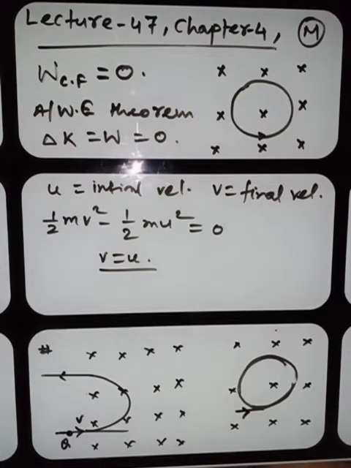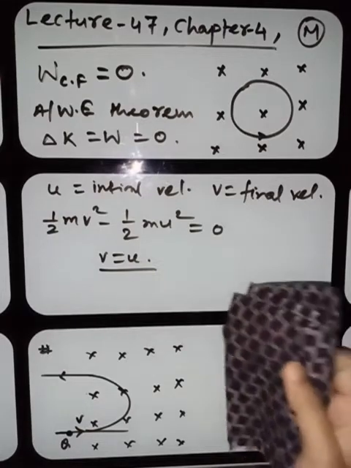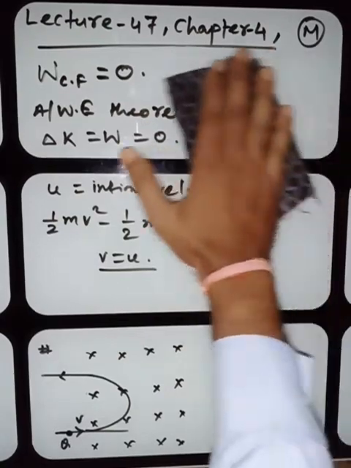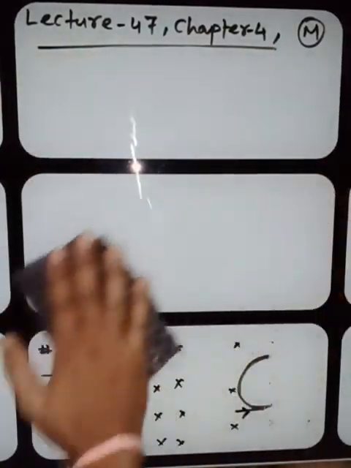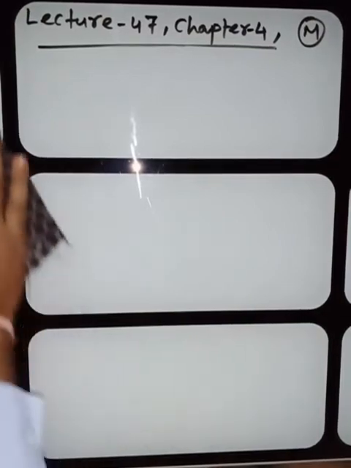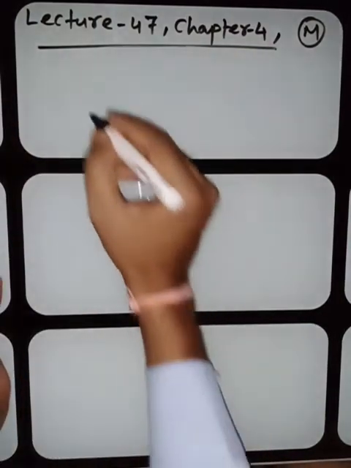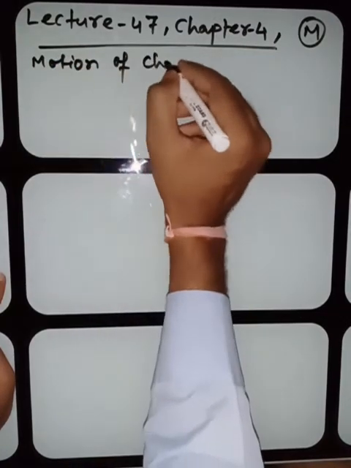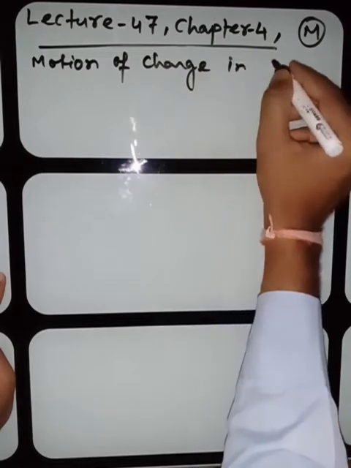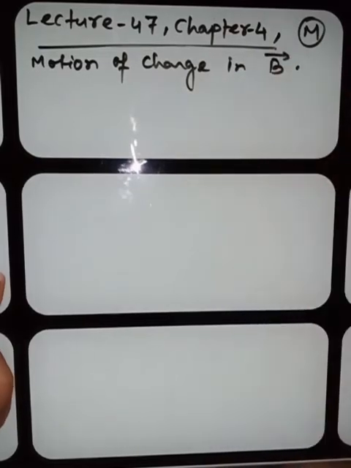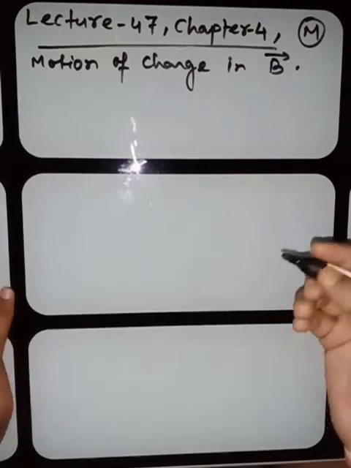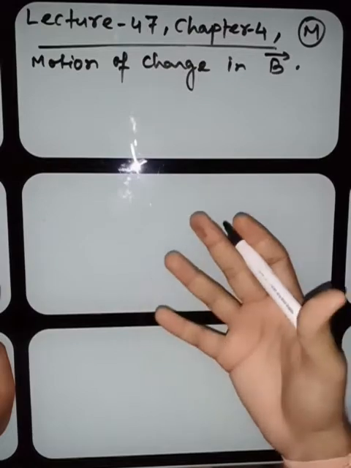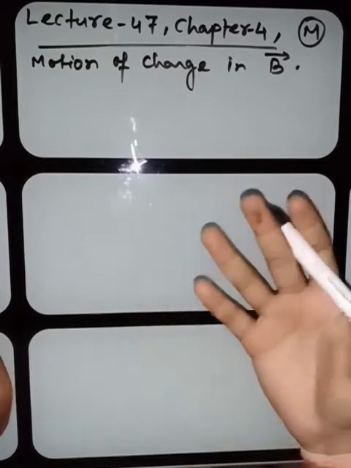Now the next, my dear students, we will discuss the motion of charge. Motion of charged particle in magnetic field. Alright, motion means we will study the radius, time period, frequency, angular velocity, kinetic energy, etc.